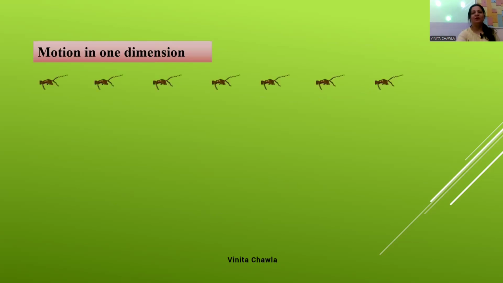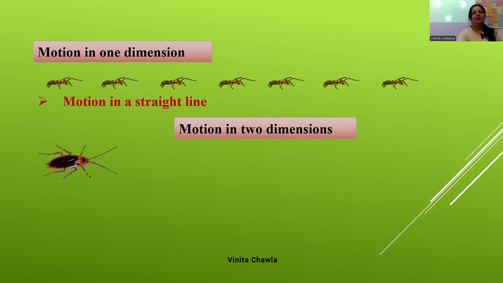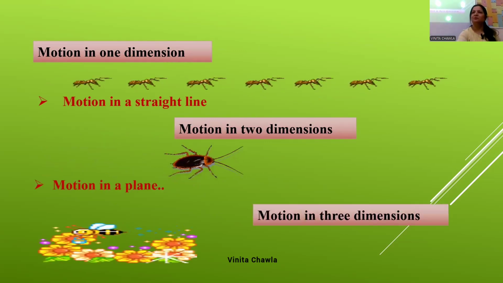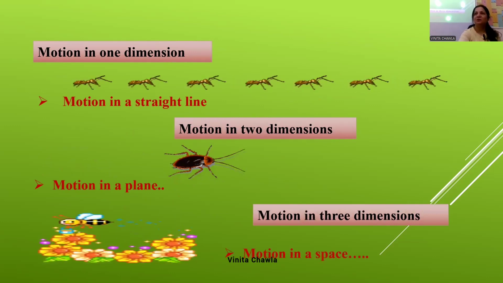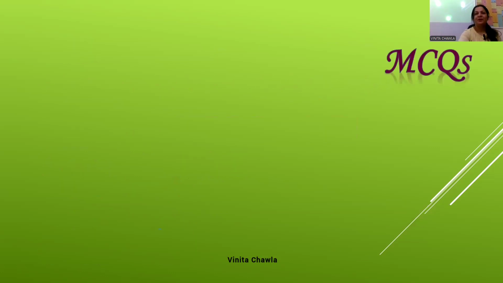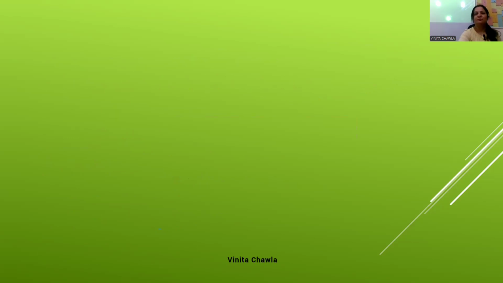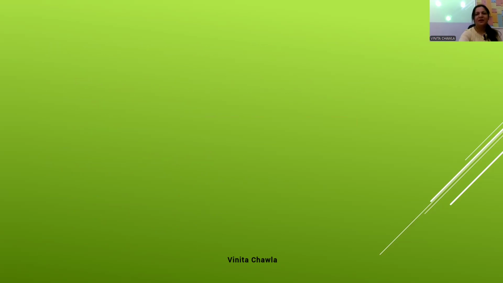Types of motion. Motion in one dimension is this: motion in a straight line. And motion in two dimensions is this: motion in a plane. Motion in a space is three dimensional. Any doubt? So how many types of motions are there? Three. Motion in one dimension is also called motion in a straight line. Good.